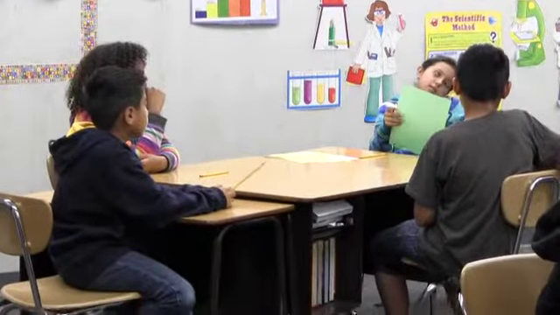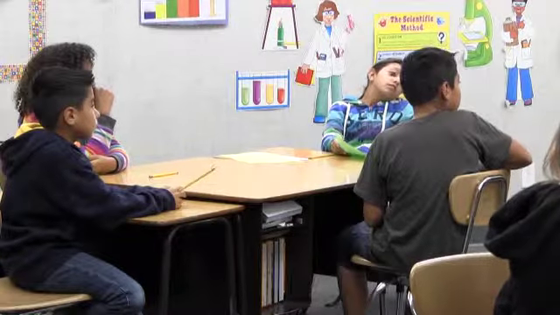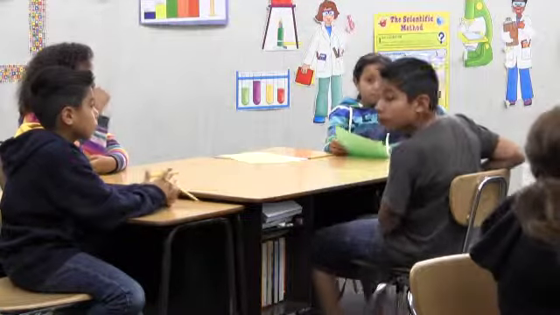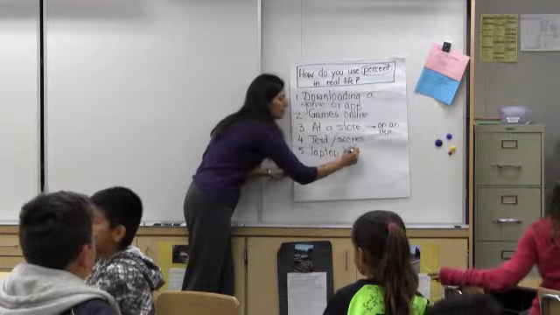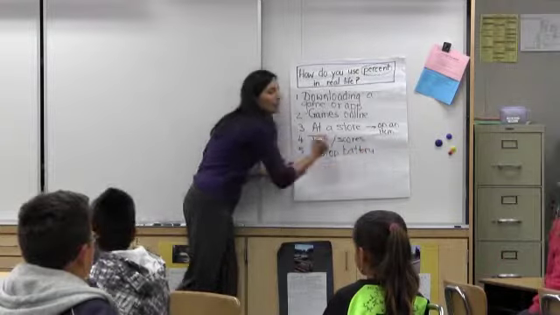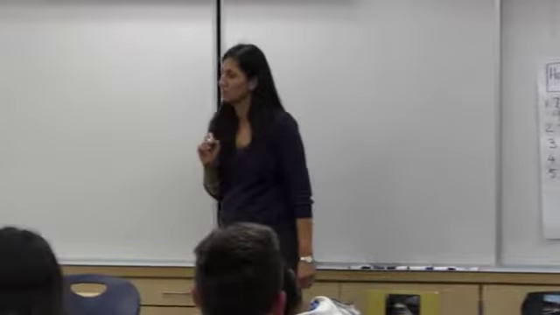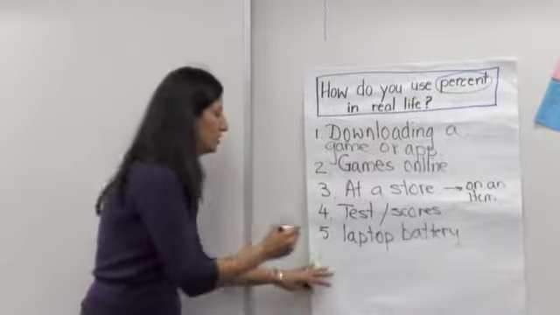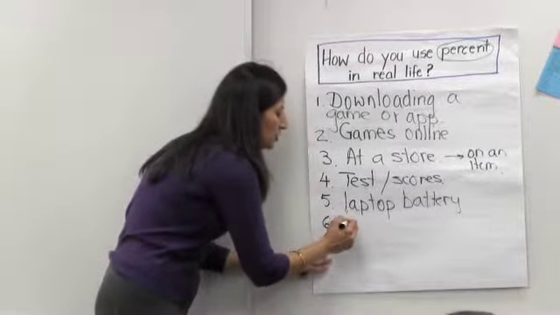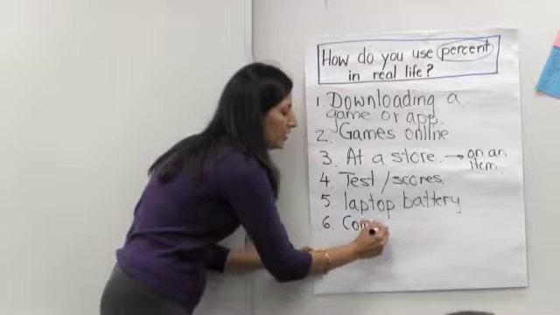Table group 6. Laptops when it says low battery. Okay, laptops, especially when it shows you how much of the battery is remaining. And table group 7. In commercials, when you see like, buy this and you get 50% off the next one. Okay. So they're saying buy one and you get the next one for 50% off. So you're saying in commercials you see that.